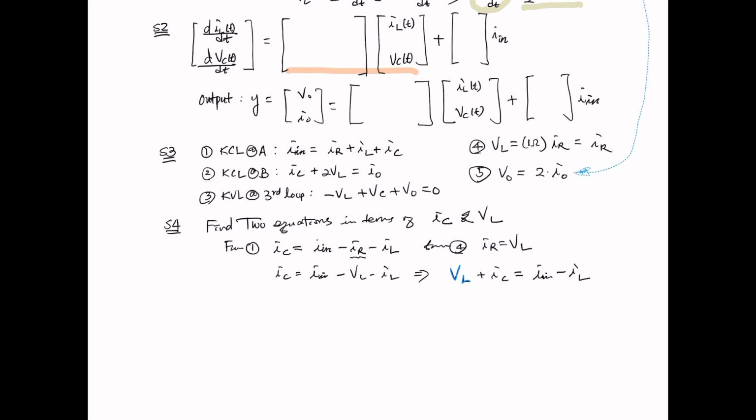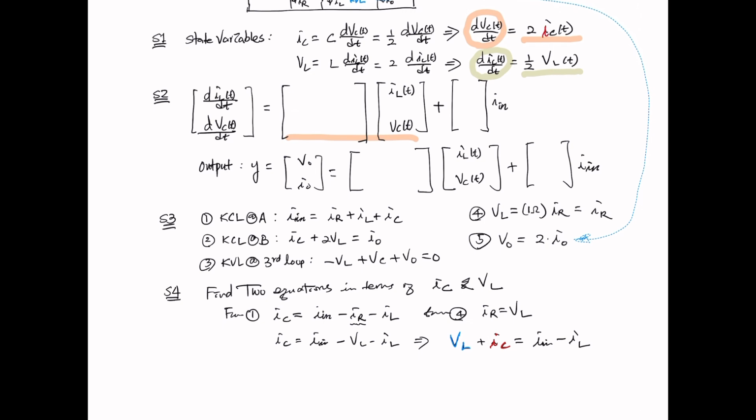So this is V_L, that's what we need, and this is I_C, that's what we need, because we have I_C here and V_L in here. So we need to find another equation in terms of V_L and I_C. Then we can solve for those and fill in those blanks.